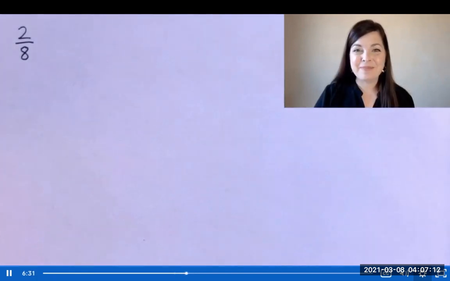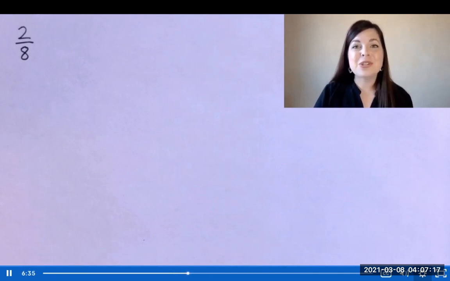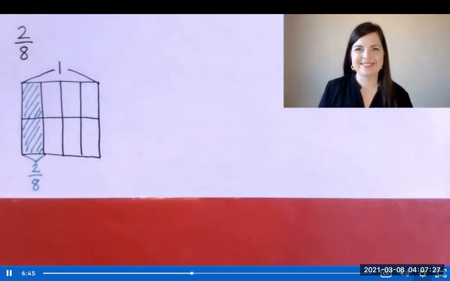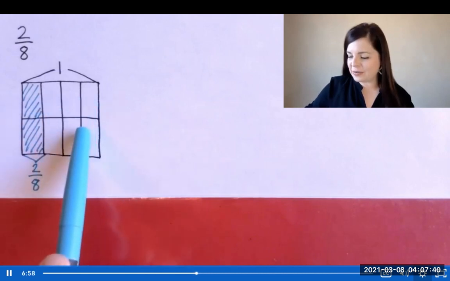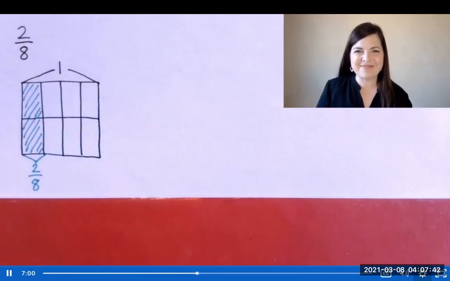Let's try another one. Pause the video and draw and label an area model to show 2/8. Try to make your units as equal as you can, but remember, it doesn't have to be perfect. I'll be waiting when you get back. Here's my area model showing 2/8. Your area model might look a little bit different, and that's okay because there's more than one way to show 2/8 in an area model. Just make sure that you have 8 units in the whole and 2 units shaded.